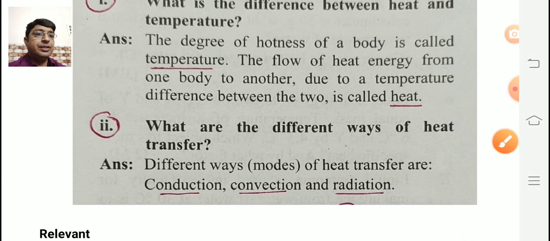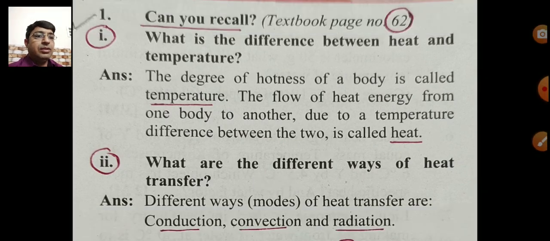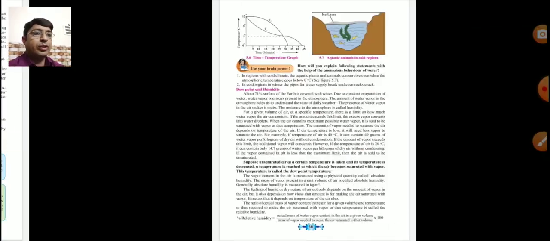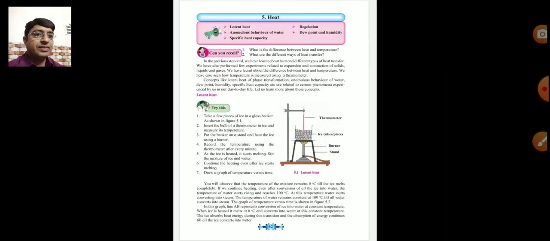Second question given here. What are the different ways of heat transfer? So already you learned in previous standard. Different ways or modes of heat transfer are three. Which ones? First one is conduction, second one is convection, and third way is radiation. So these are the three ways of heat transfer. Next, we are going back to our first page.